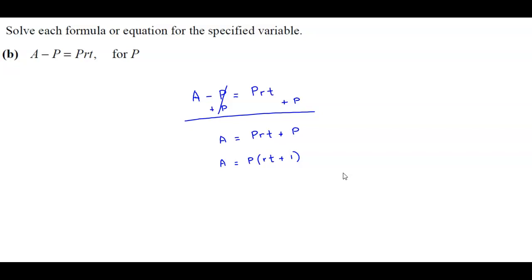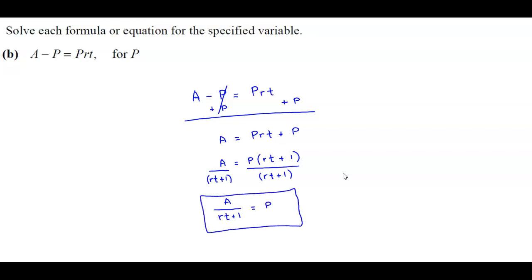Now again, we still want to solve for p, so we're going to divide both sides by rt plus 1, and the same thing over here, rt plus 1. So therefore, on the left side of the equation, we have a over (r times t plus 1), and that's going to equal p. And so therefore, we have solved for p.